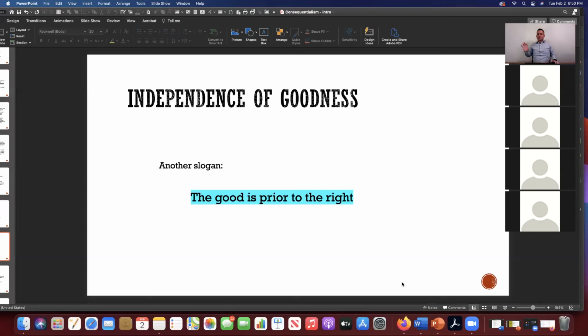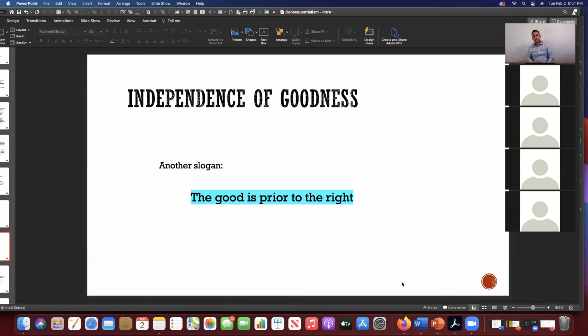So the good is, in some sense, theoretically or logically prior to the right. Like all slogans, it's imperfect. When I laid out the slogan for consequentialism, I said it's "promote goodness." Well, that's imperfect, but it gives you an initial way of wrapping your mind around consequentialism, and then you go deeper and get more precise.